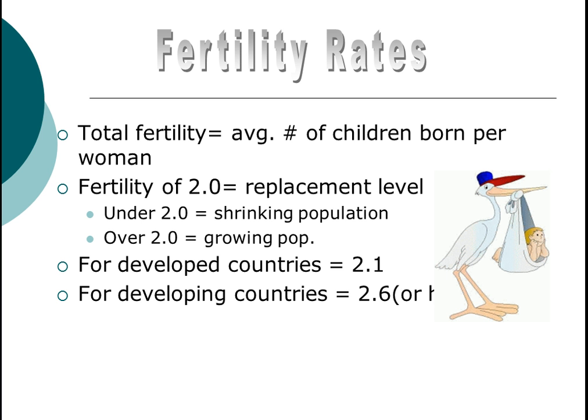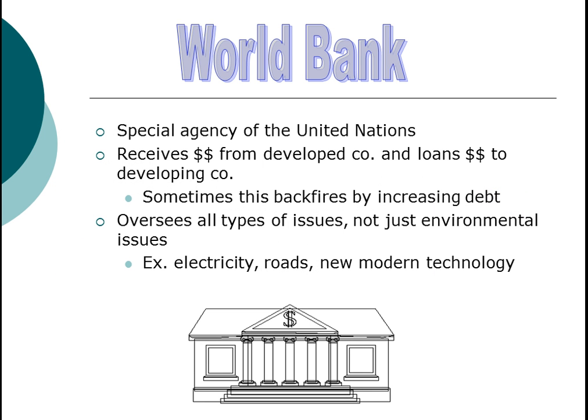And for developing countries, it needs to be higher than that, 2.6 or more, because they have a much higher infant mortality level. Remember that we don't want to have a shrinking population, because a shrinking population also means a shrinking economy, and that puts a lot of pressure for the working class to take care of a retiring older generation. Good reason why any of you guys should consider a career in geriatrics.